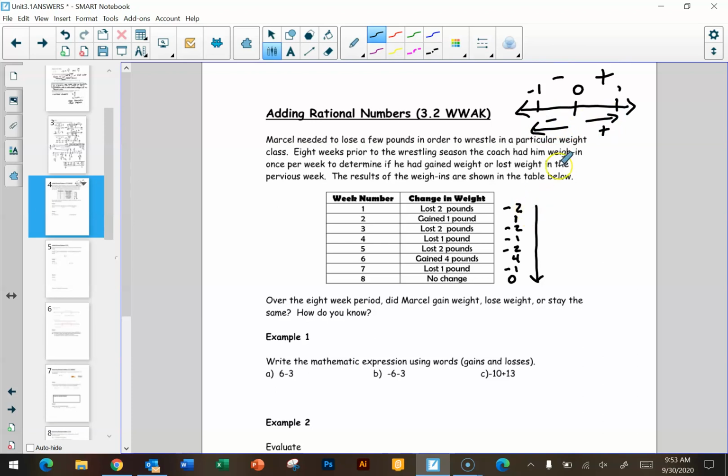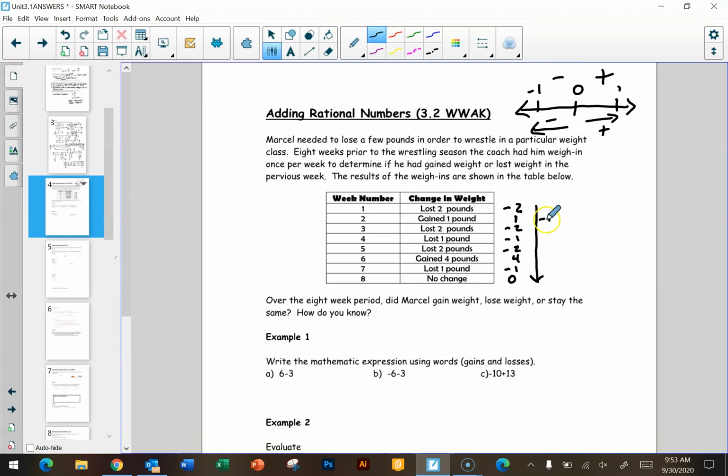We started at -2, so we started over here. And then we gained a pound. Well, if we gain a pound, we're going back the other way 1. So -2 plus 1, we're at -1 at this point. You don't need to do it this way. This is just me trying to keep track of where I am.